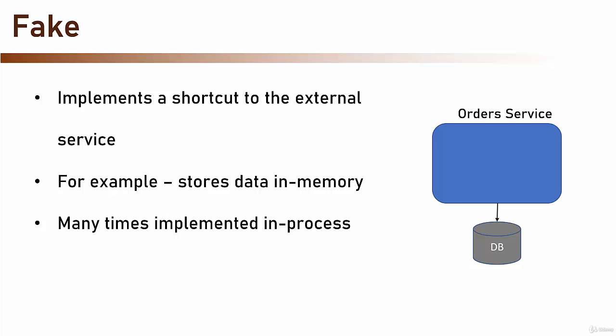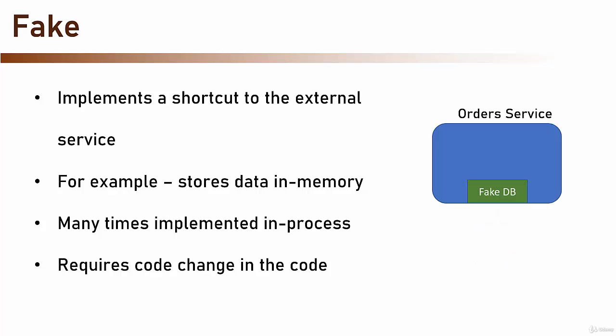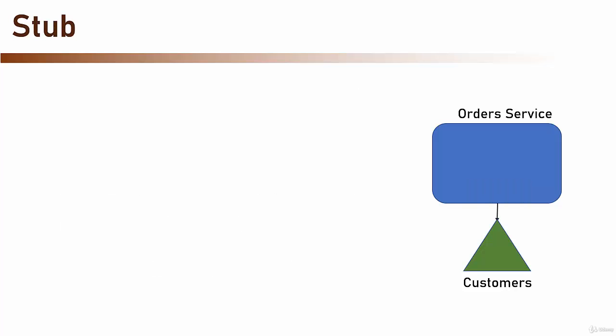As we said, many times fakes are implemented in process. This is done to allow quick implementation and avoid inter-service communication that will just complicate things. Now, because the fake is implemented in process, it requires code change. The service's code needs to know it now works with the fake instead of the real object. So, in our case, instead of the external database, we now have a fake DB, which resides in the service itself and simulates the real database by exposing the same API. So this is fake.